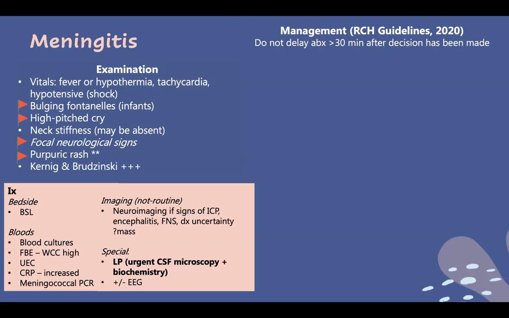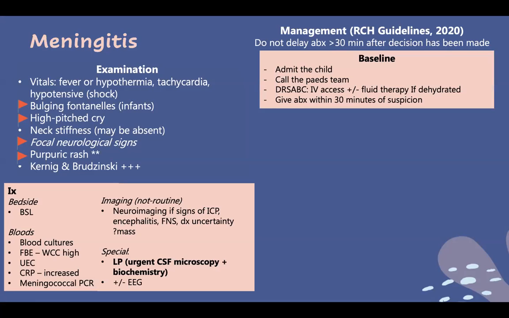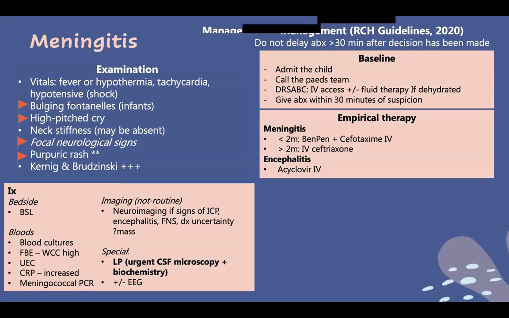So obviously, as per the RCH guidelines, don't delay antibiotics. If you have a clinical suspicion that someone has meningitis or encephalitis, don't delay antibiotics or antivirals by more than 30 minutes after you've made that decision. The first thing you want to do is admit the child, call the pediatrics team, and make sure they're stable, so doctors ABC, gain IV access, and give antibiotics, and antivirals, within that 30 minutes.